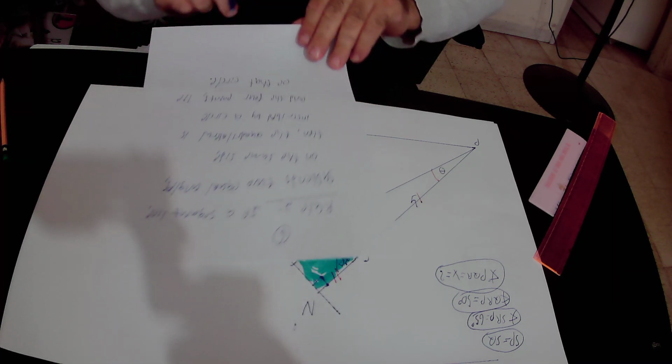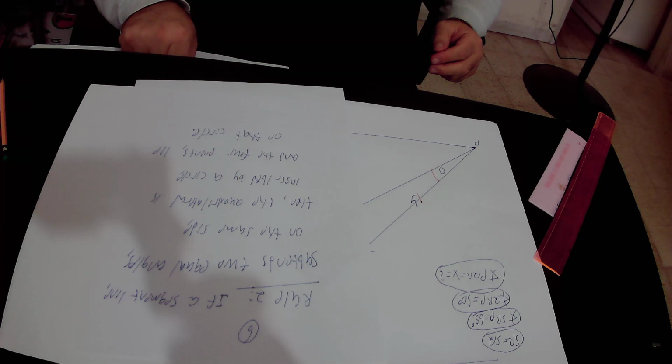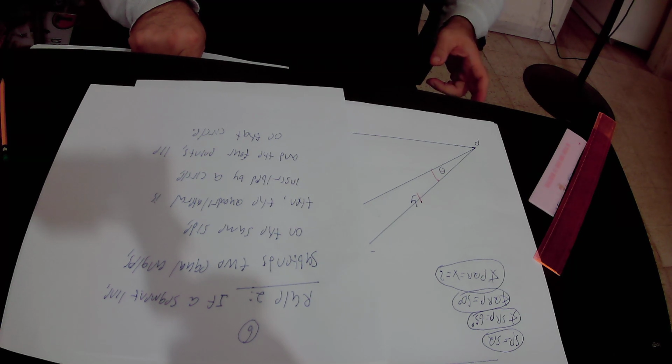So I will read rule number 2 again. Rule number 2 says that if a segment line subtends 2 equal angles on the same side, then the quadrilateral is inscribed by a circle and the 4 points lie on that circle.